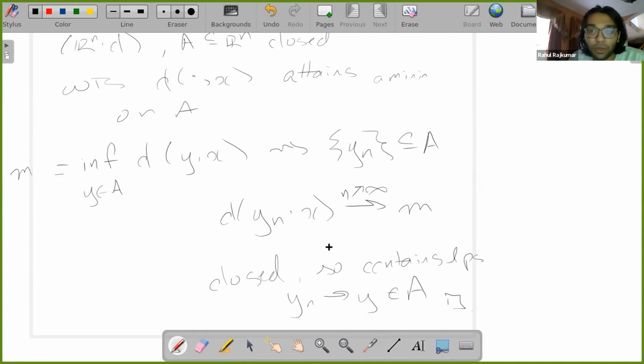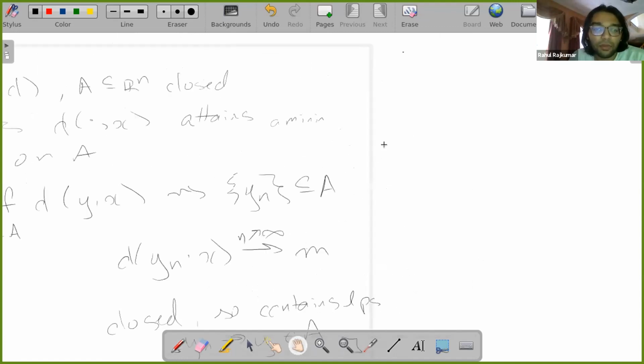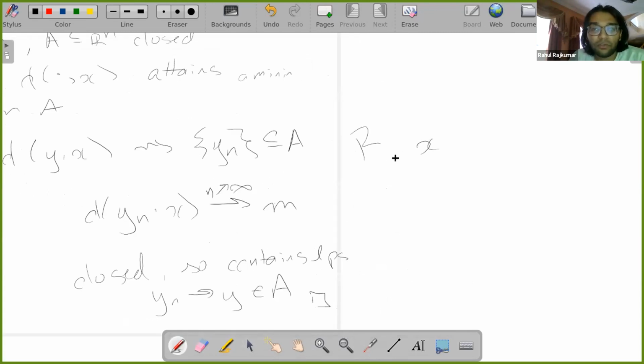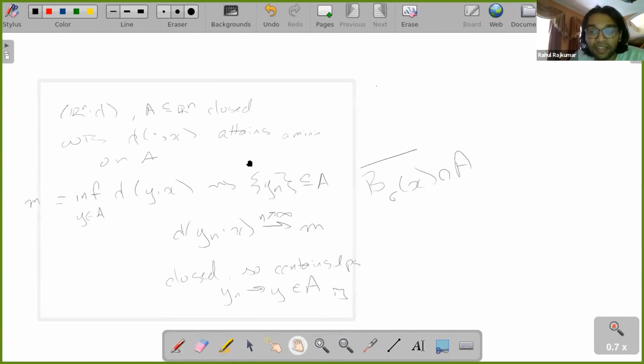In other words, you can make A bounded by taking the closed ball of radius R centered at X, intersected with A. Now A is closed and bounded. The line of argument I had was, well, this will actually converge because everything is being compared to X. X is fixed, so I can force any sequence generated this way to converge.